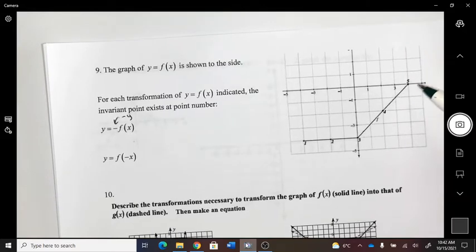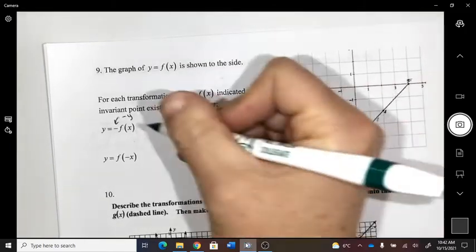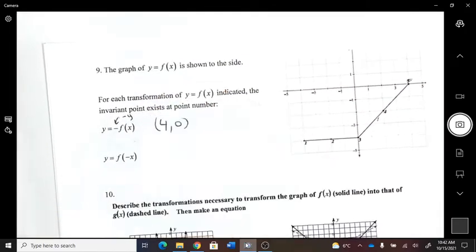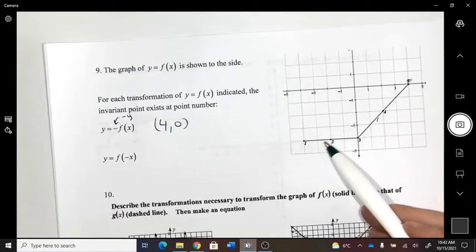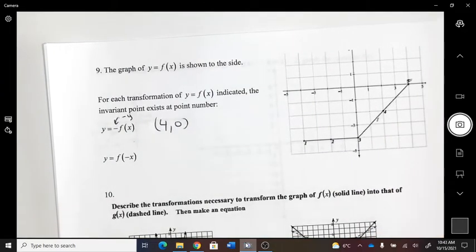4, 0. This is weird. It's on 4, 0. Oh, I think they're saying like 1, 2, 3, 4, 5. Well, let's just call it like that though. Okay.